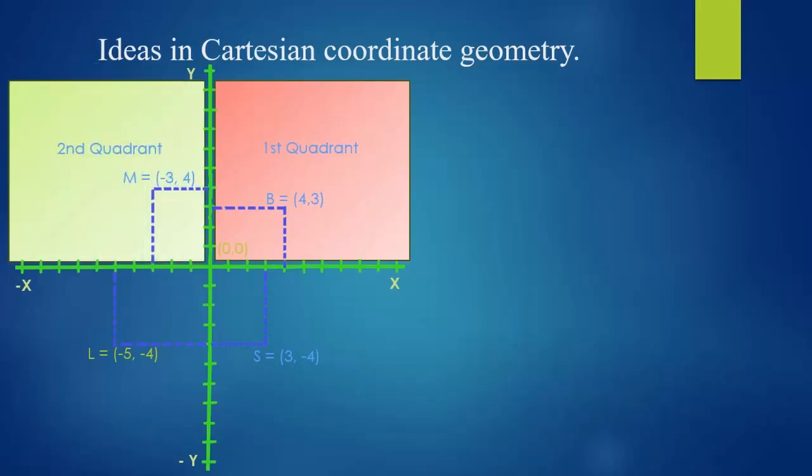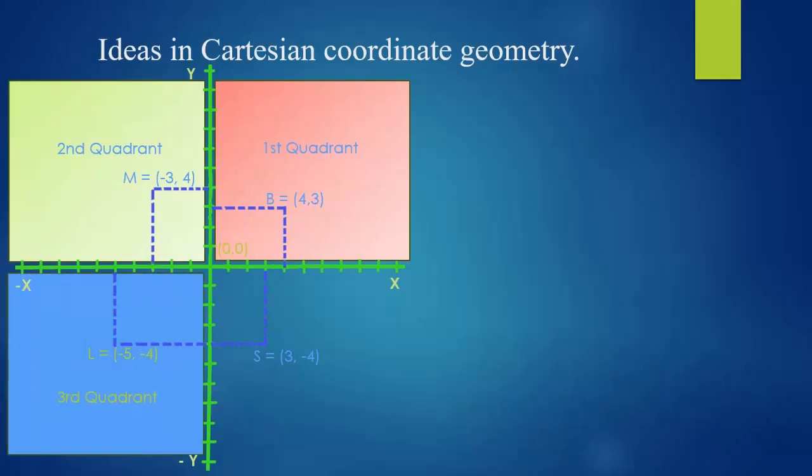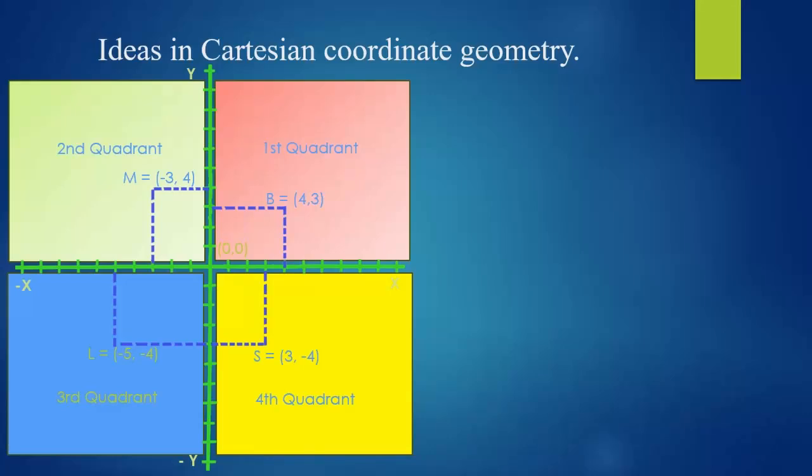To the left of it is the second quadrant. Here x will have a negative value but y will have a positive value. Below left is the third quadrant. Here both x and y will have negative values. And then finally the fourth quadrant. Here x will have positive values but y will have negative values.